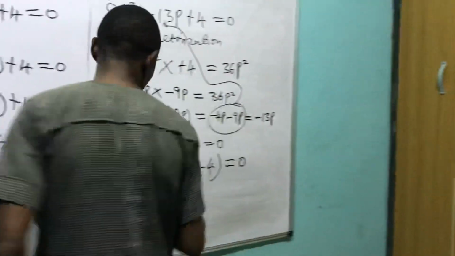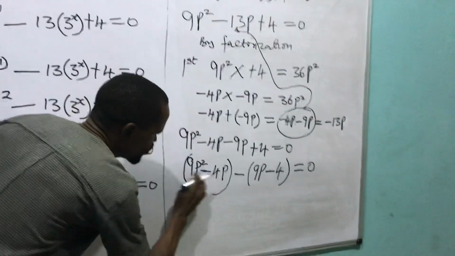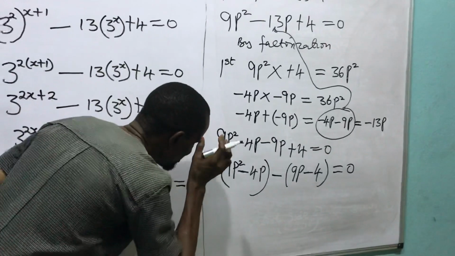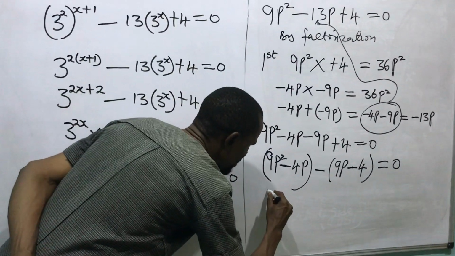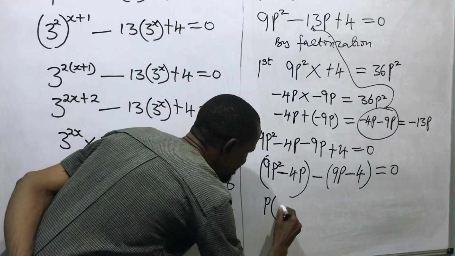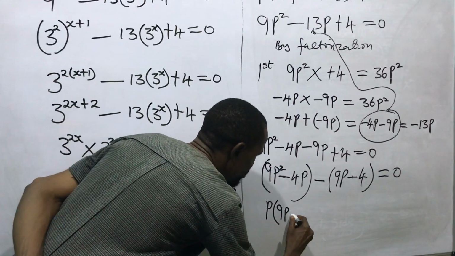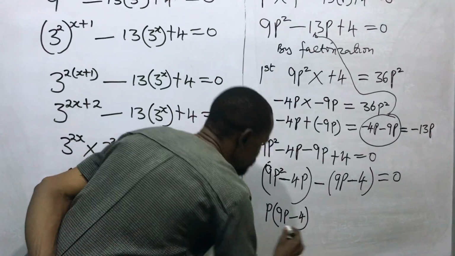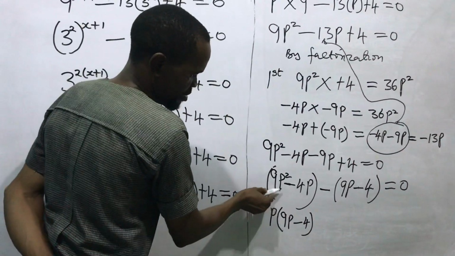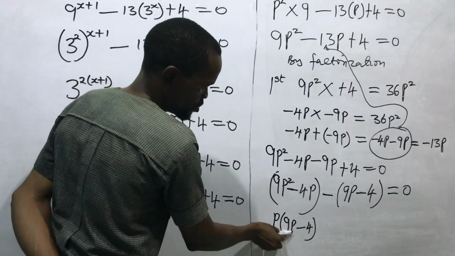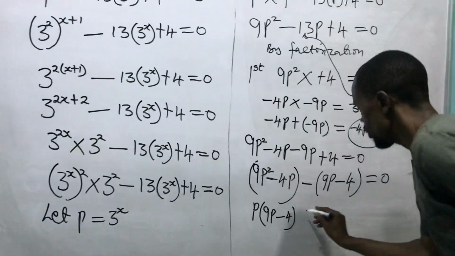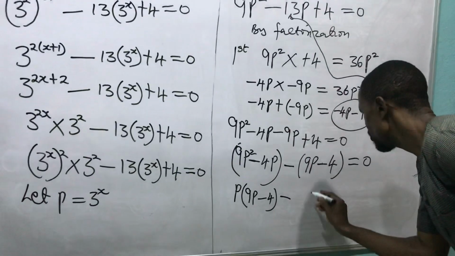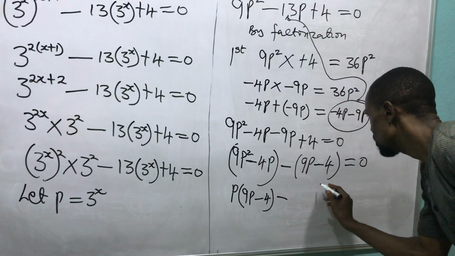Then now, what is common among these? What is common here is what? P. I have P here. I can now say that P into what? 9p minus 4. What is common? P. P divided by this will give me what? 9p. Then P divided by this will give me what? 4. Or when I say minus, what is common here is also P. Do you get what I'm saying now?